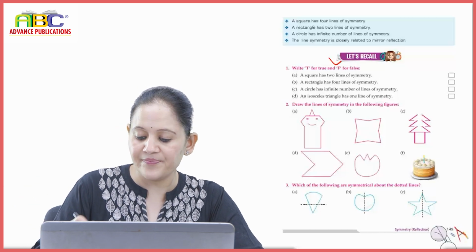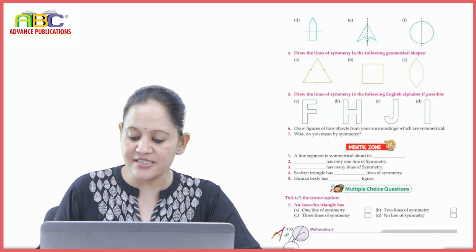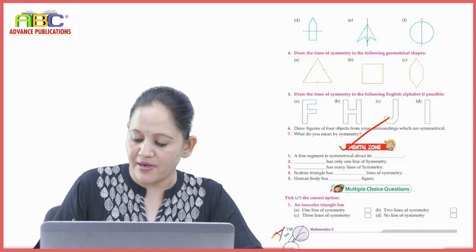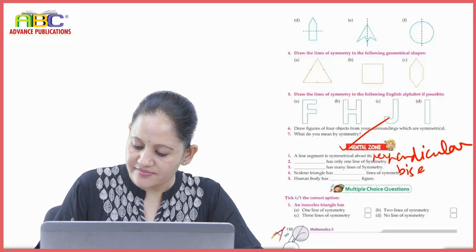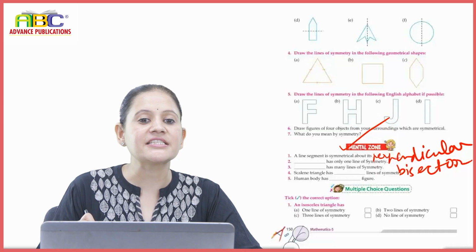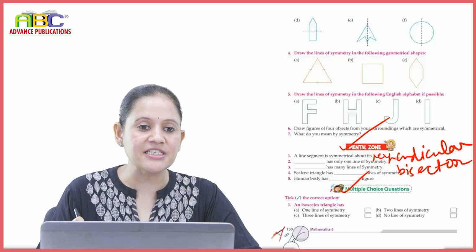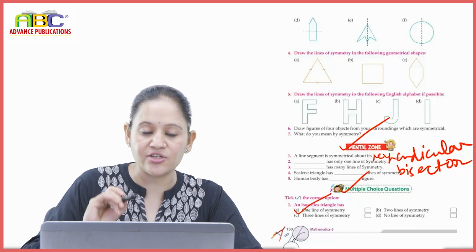Next is Let's Recall. Practice all the questions given here. These are for your practice. Next is Mental Zone. A line segment is symmetrical about its perpendicular bisector. Next are multiple choice questions. Choose the correct option. An isosceles triangle has only one line of symmetry, so A is the correct option here.